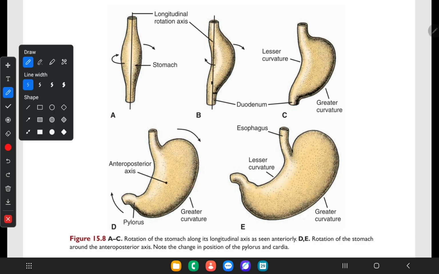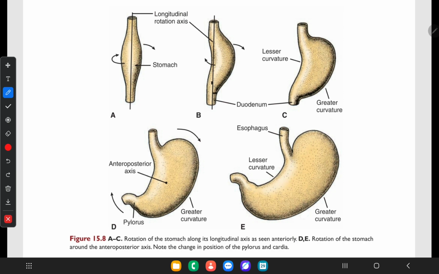So the vagus nerves come like this. This is the left vagus nerve. This is the right vagus nerve. Due to this rotation, the left vagus nerve now innervates the anterior wall of the stomach. Similarly, the right vagus nerve now innervates the posterior wall of the stomach.